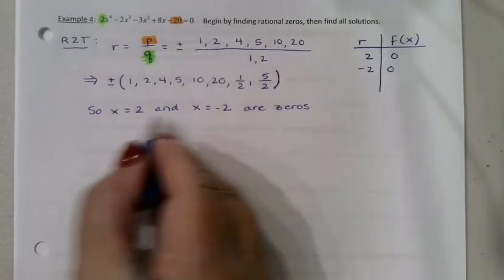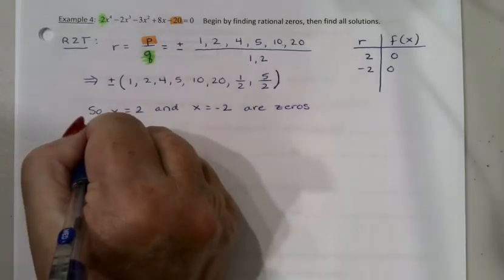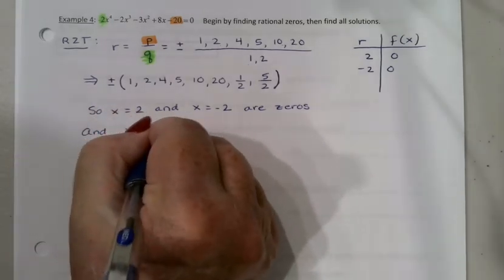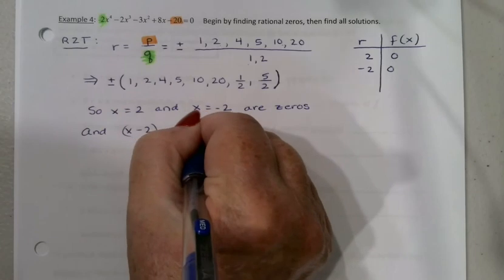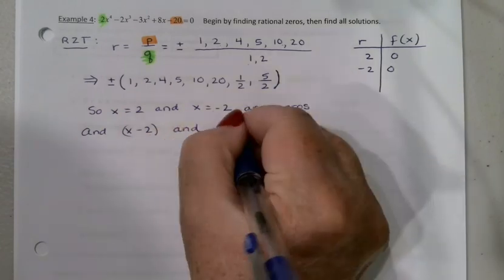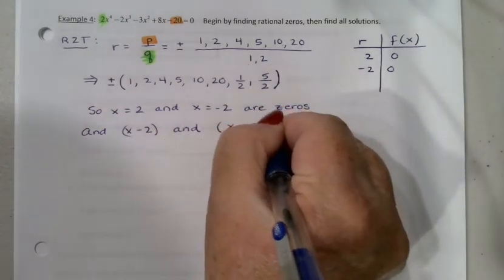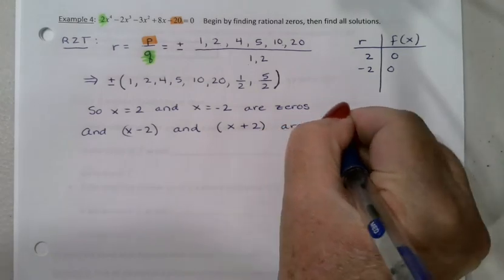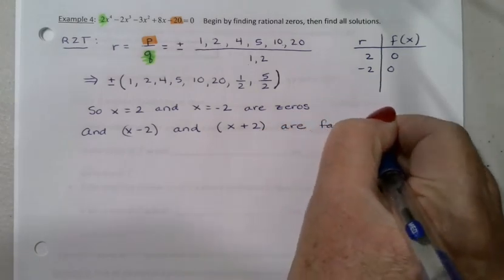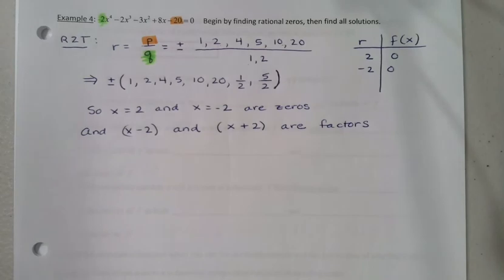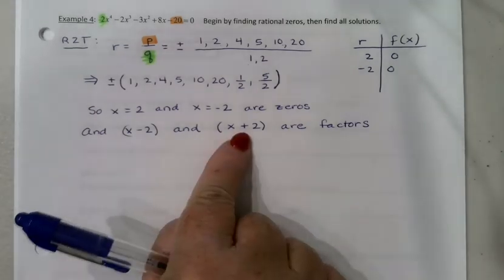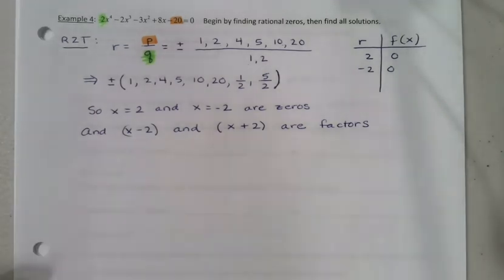That means x minus 2 and x minus a -2, or x plus 2, are factors. So we're going to go ahead and do our division. We'll divide out each of these binomials and see what we're left with once they're all divided out.